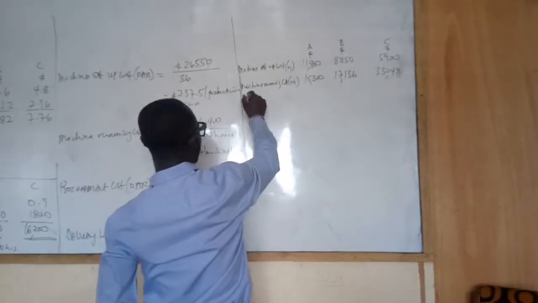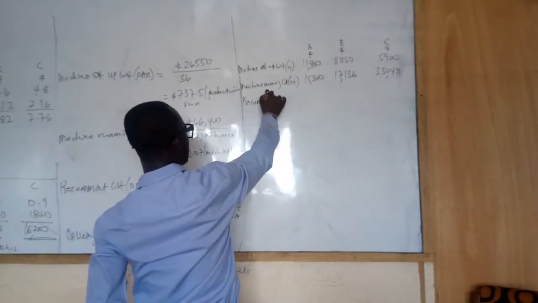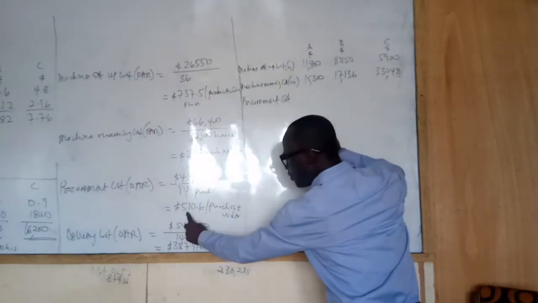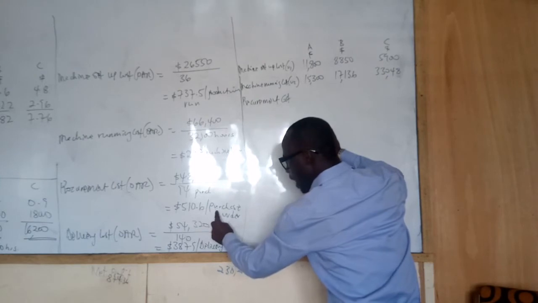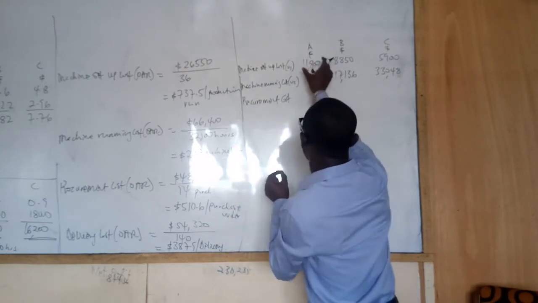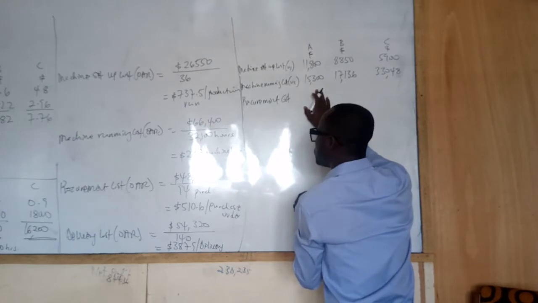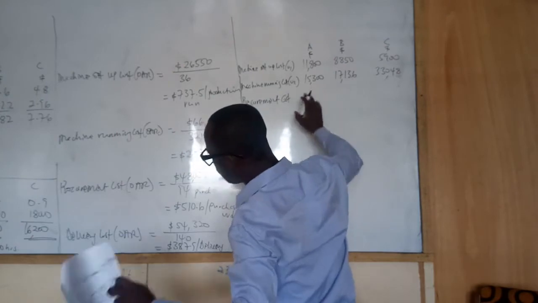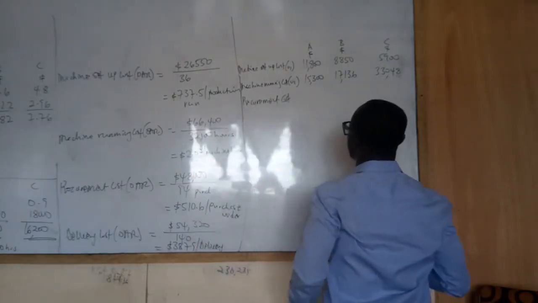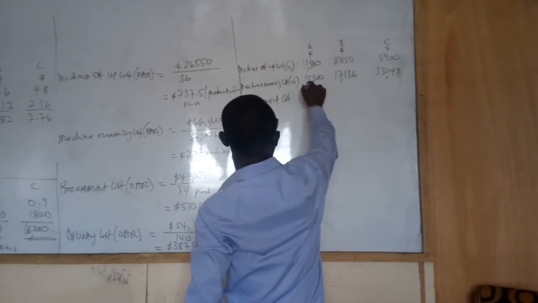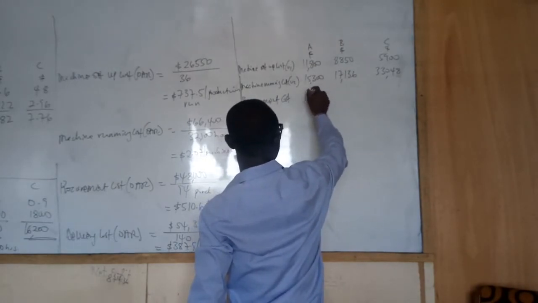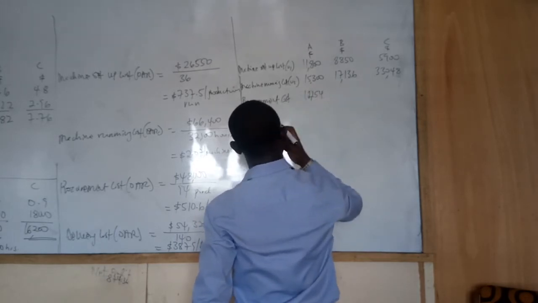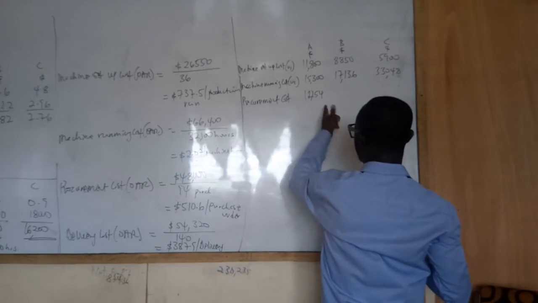Then we come to the third thing, procurement. What do we have for procurement? 510.6 per purchase order. How many purchase orders did A make? From the question, 24. So multiply that by the 510.6. We have 12,254.4. Okay, we can ignore the 0.4.